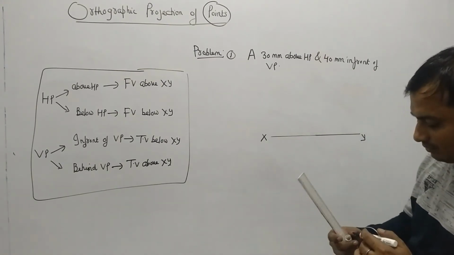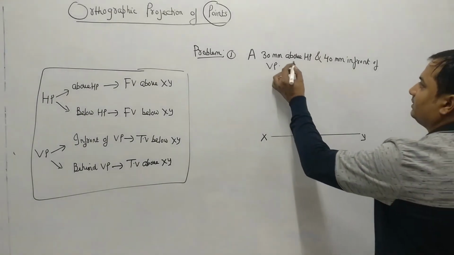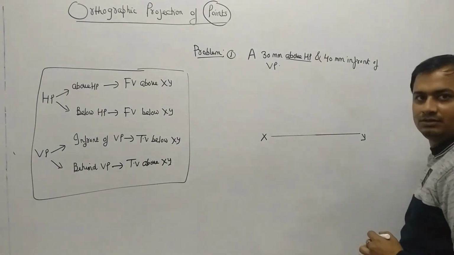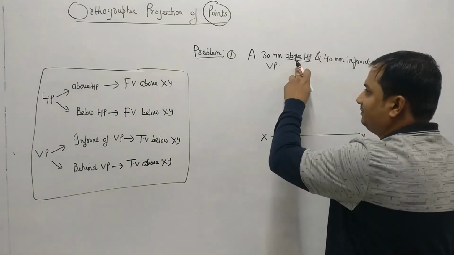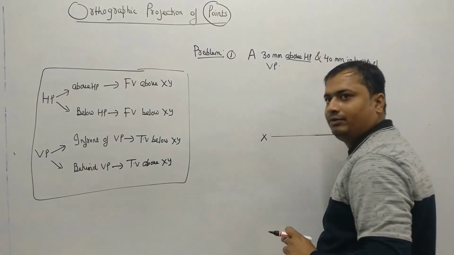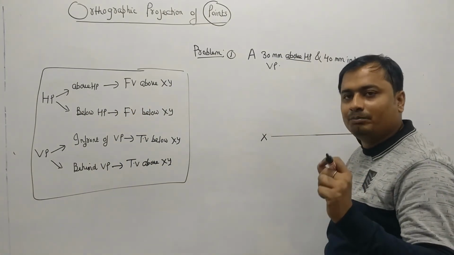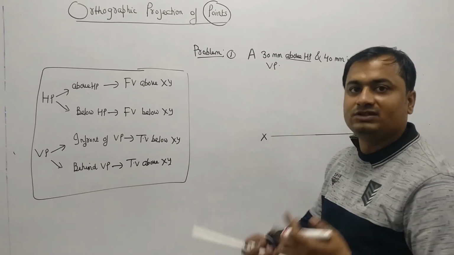Now what is given in the problem? The problem mentions 30 mm above HP. Now just come to the conclusion, this should be in your mind. Above HP means the front view should be above. And how do we represent the front view? By using a dash. So A dash should be above. How much above?